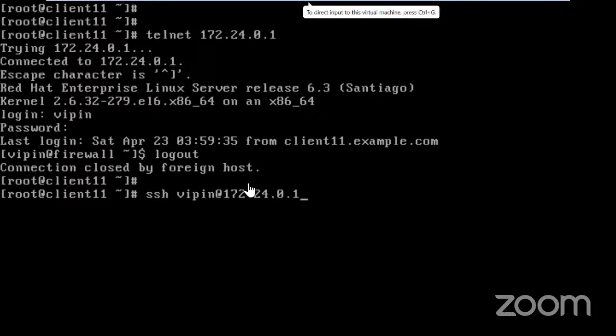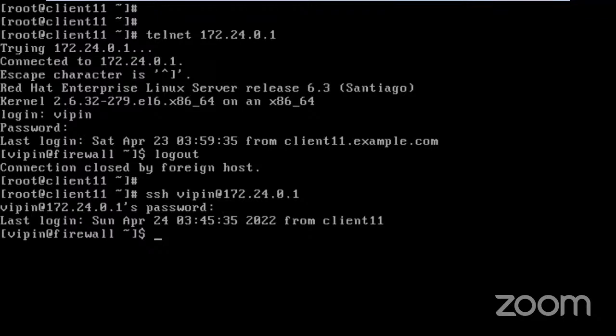So in my case, when I have to access by using SSH, what do I have to say? SSH, please go to 172.24.0.1 system, and it is going to ask for the username. Give the username as Vipin. Now, when I press enter, it is going to ask for the password. That means we are able to SSH also.